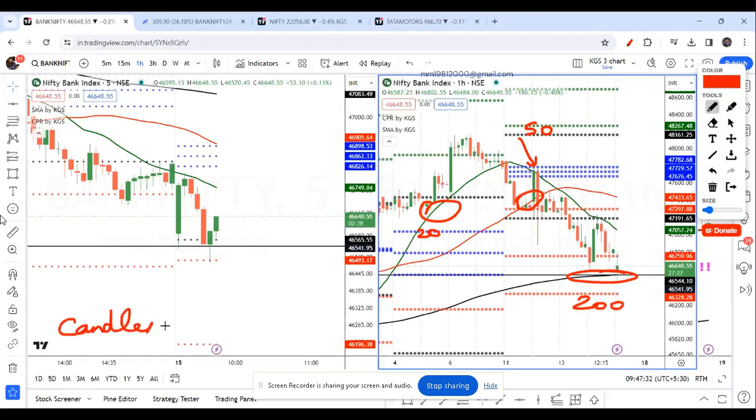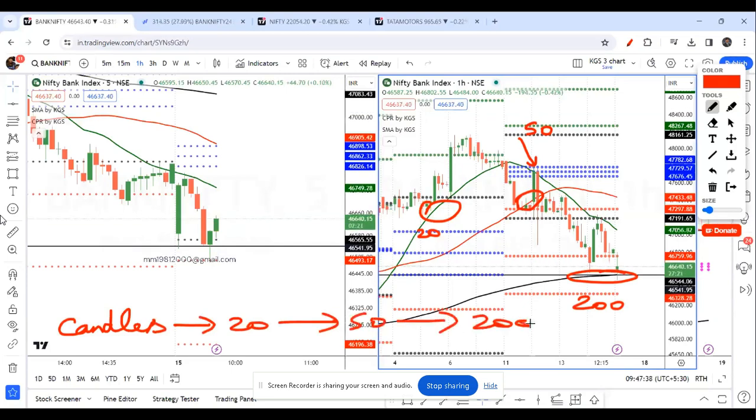Candles மேல போகணும், அதுக்கு யார் வேணும்? 20 வேணும். இப்போ 20 மேல போறதுக்கு யார் வேணும்? 50 வேணும். 50 மேல போறதுக்கு யார் வேணும்? 200 வேணும். So basically 200 is the powerhouse.